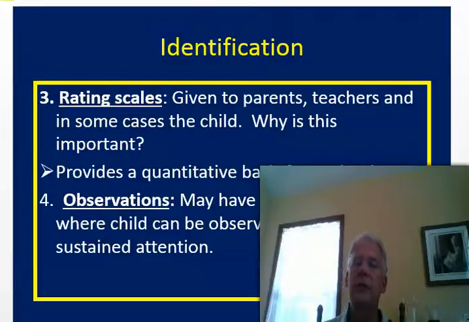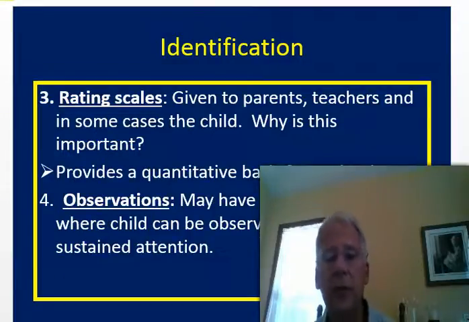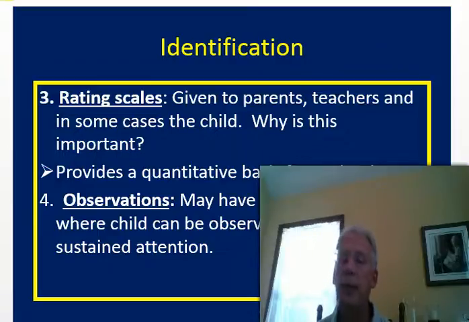Grading scales given to parents, teachers, in some cases a child. Why would that be important? Why would you want to have input or perspective from parents? And when you're looking at rating scales, those are usually done on a Likert scale or on a numerical basis. So you're able to, what we would call, quantify results of scales. Usually have ranges, and usually the numbers are translated into something that's meaningful for the school psychologist or the person who's interpreting the results.